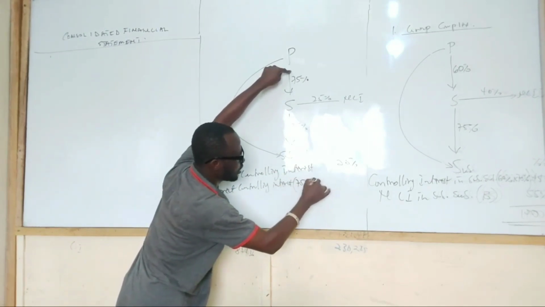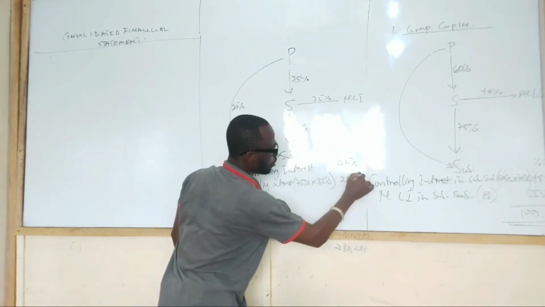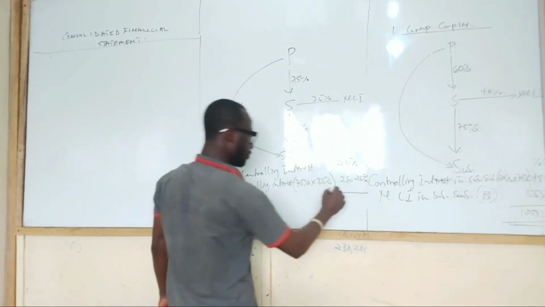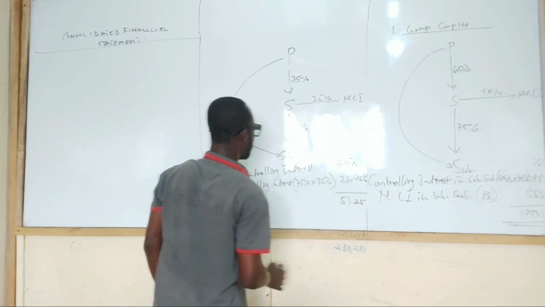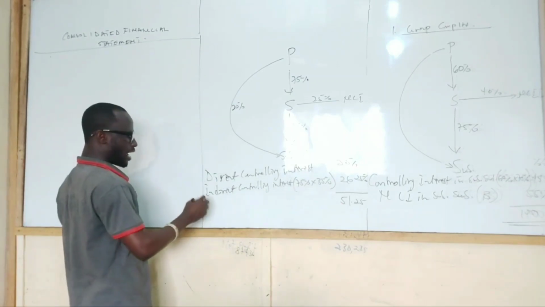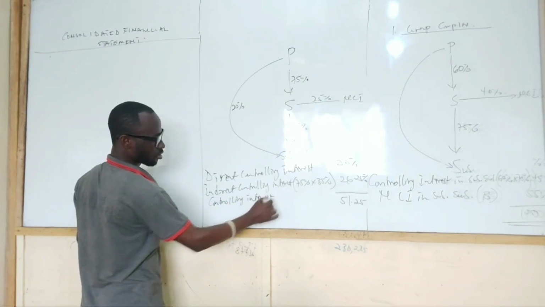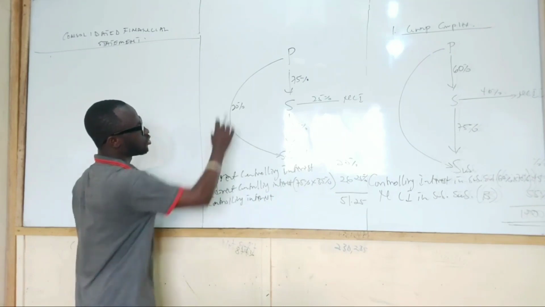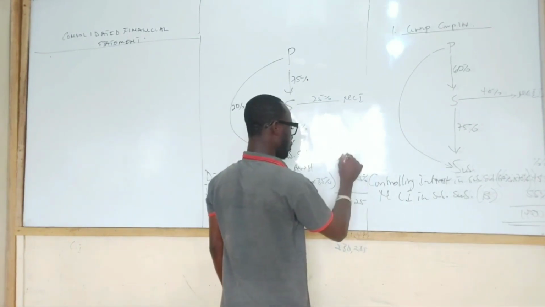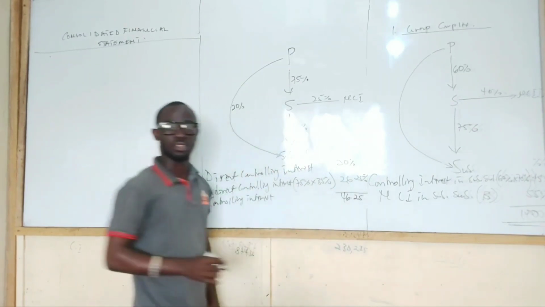So 75% times 35%, what do we have? 26.25%. So we add all, 51.25. So this becomes what? The combined controlling interest. So the direct control, is it 25 or 20? 20. It becomes 46. Then it will be 46. Okay. 46.